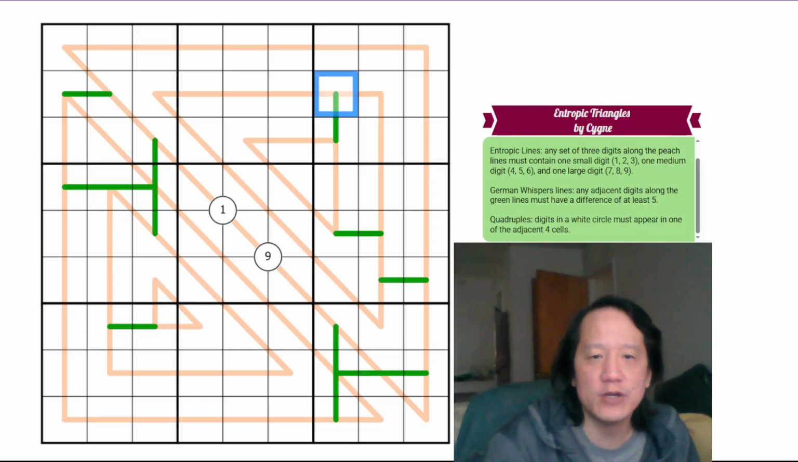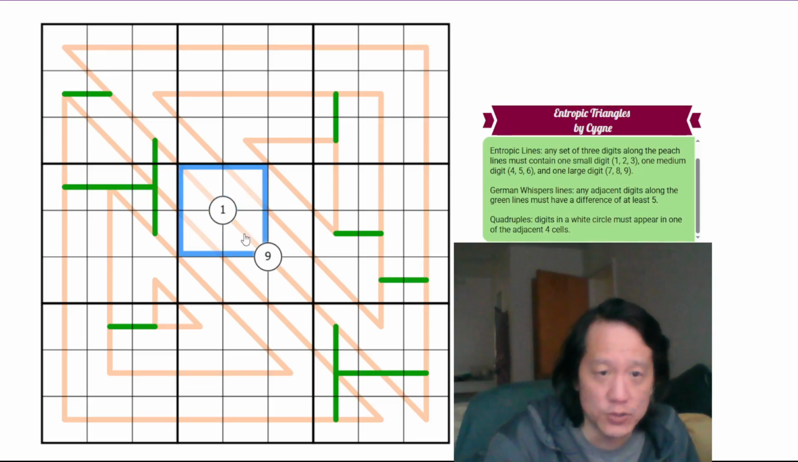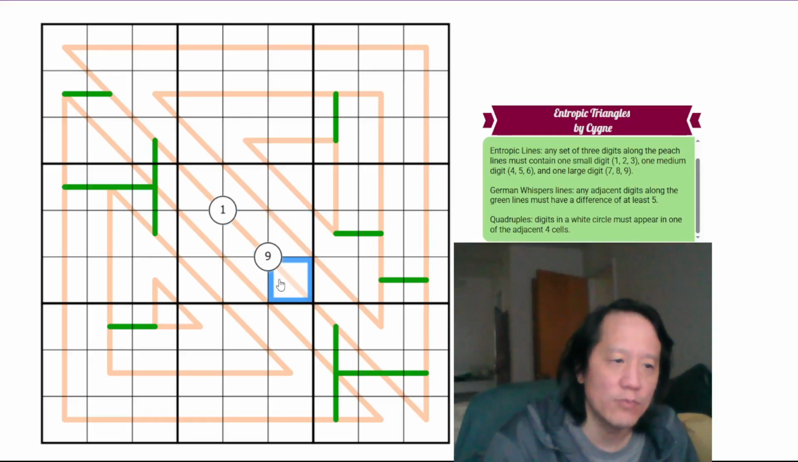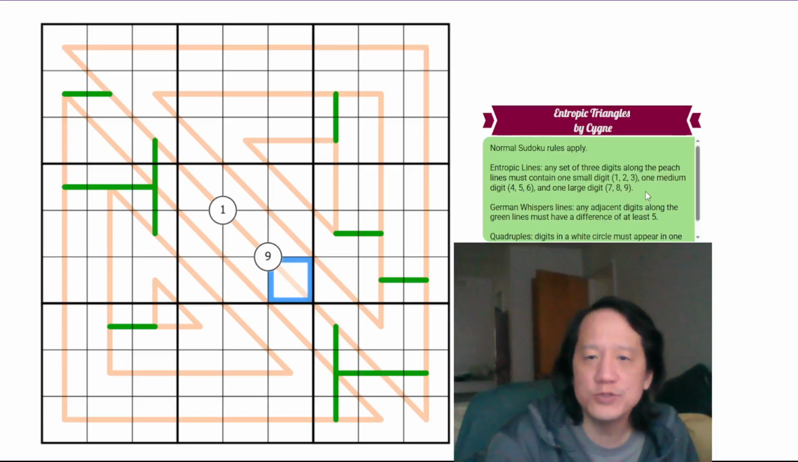And finally, we have quadruples, where digits in a white circle must appear in one of the adjacent 4 cells. So around this circle, there must appear a 1 in one of the 4 adjacent cells surrounding it. And around this circle, there must be a 9. So the 9 must appear somewhere in the 4 cells that are surrounding that circle. And those are all the rules.